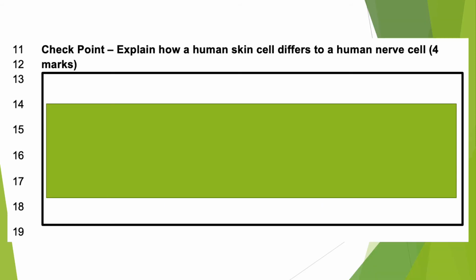All right. Last thing before we get on to the knowledge check, and that is an exam style question. Explain how a human skin cell differs to a human nerve cell. All right. So this is worth 4 marks, which means that I should see at least 4 distinct points. And sometimes you might use the same point, but it's explained differently. So don't worry about that and take the time now. All right, think it through, and you can pause the video right now.